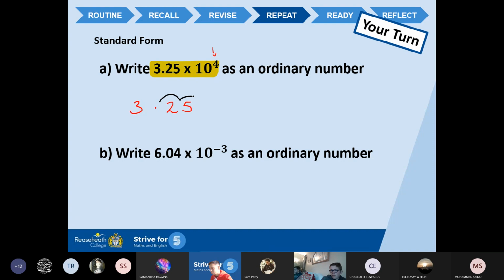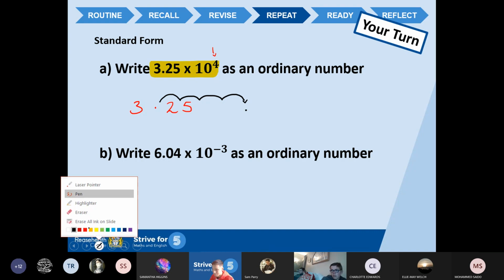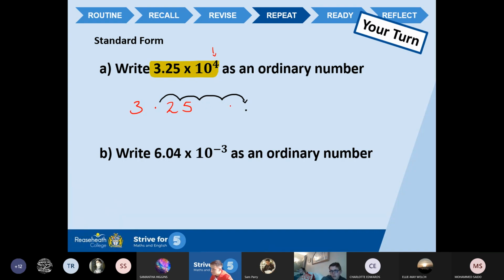So 1, 2, 3, 4. And the decimal point is now there. Now, this is the crucial bit. Where there are gaps, like underneath the jumps, we put zeros. Like so. And then what we're trying to do is write that number now as an ordinary number. So we know all the digits we have and all the zeros. So 3, 2, 5, 0, 0. Okay. So 32,500 is what I'm looking for there.